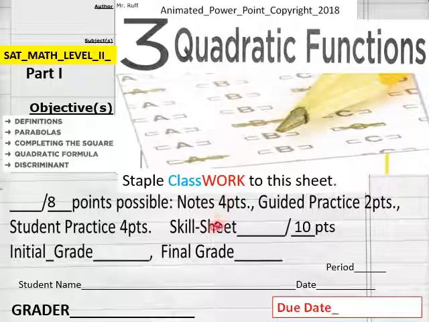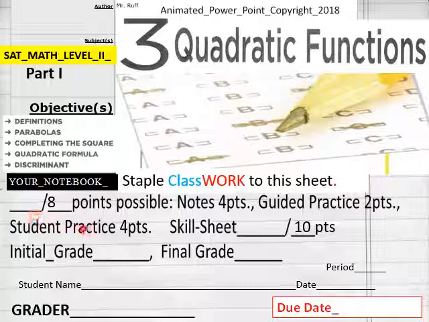Today's lesson, you have 8 points of notebook taking. Have your notebook guides out for quadratic functions. We cover definitions, parabolas, completing the square, the quadratic formula, and the discriminant. And then we have 10 points on your classwork sheet. Have those out in front of you.